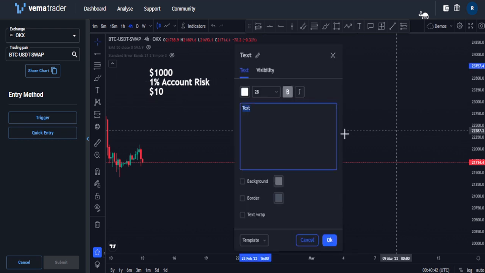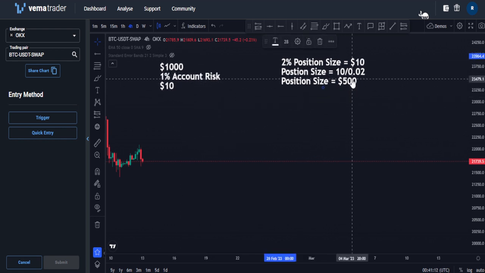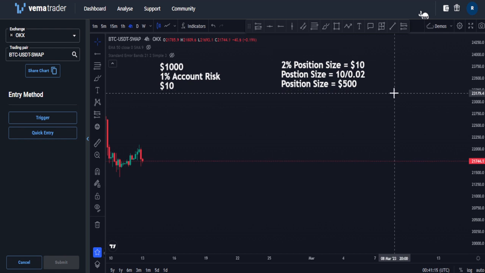Now, how we find that is we go, okay, we want 2% of our position size to equal $10. So our position size must equal 10 divided by 0.02, because that is 2% represented as a decimal, which means our position size has to be $500. Because if we lose 2% of $500, it means we will lose $10, which is what we're trying to risk in the first place. You can see that leverage hasn't been a factor so far because it doesn't change anything to do with your position size. Position size is what is actually set by your account risk, your stop loss percentage, and your account balance.